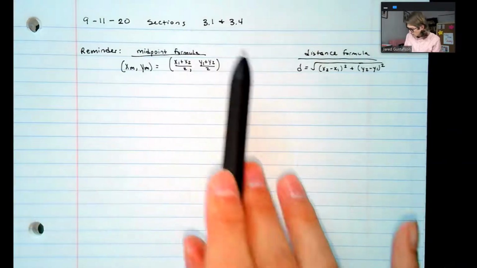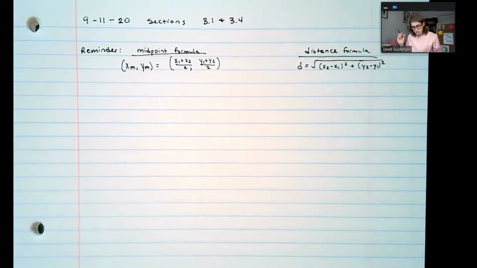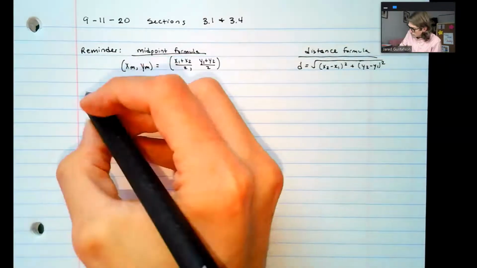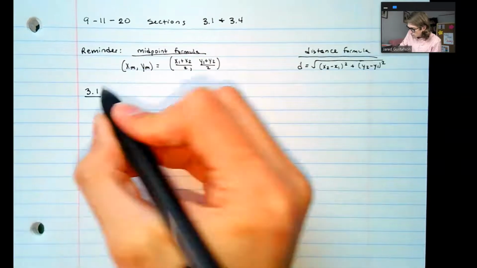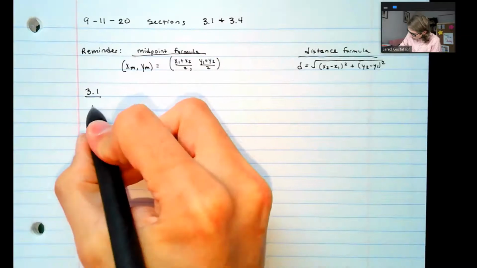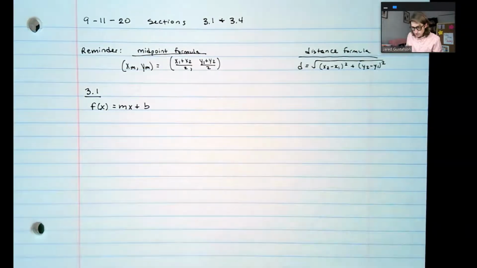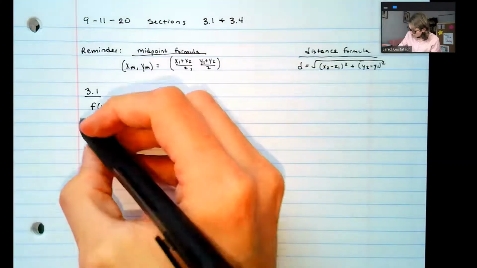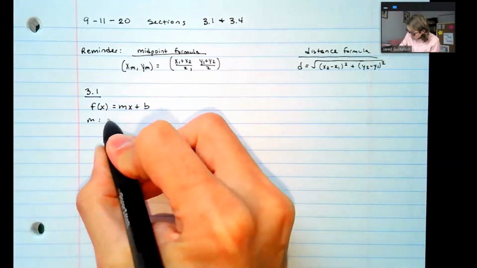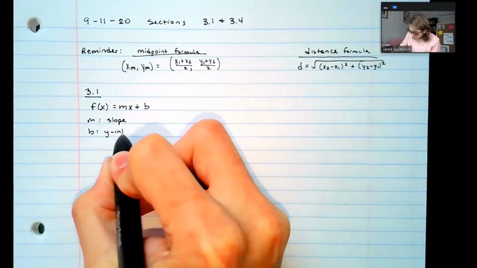There's the date. These are the sections. Reminders, just in case you haven't seen them in a little while: your midpoint formula, your distance formula, check those out before we begin. So section 3.1, our linear functions and models. Our linear functions, f of x equals mx plus b, for like the millionth time. M is our slope, b is our y-intercept.